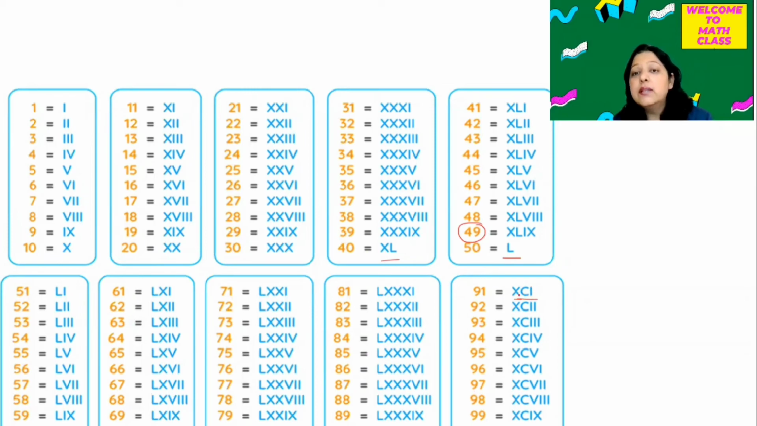XCI means we are subtracting 10 from 100, which is 90, because XC is 90, and plus 1 is giving us 91. For 93, XC, then III. That means 90 plus 3, 93. Similarly, 81 is L and triple X. That is 50 plus 30 is 80. 80 plus 1 will be your 81. Similarly, for the 70 series, 60 series, and 50 series, it will be like that.